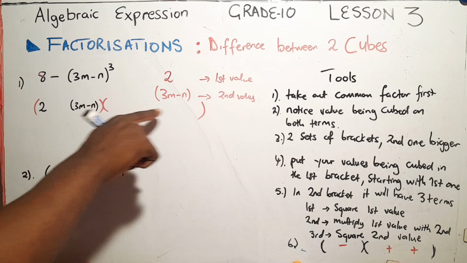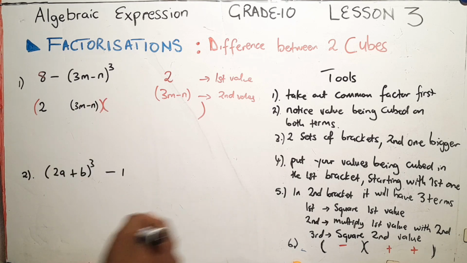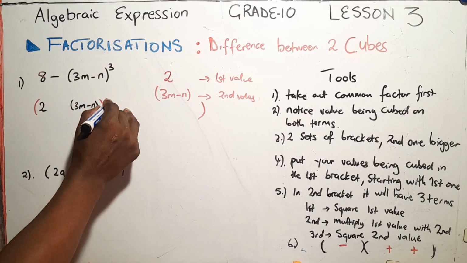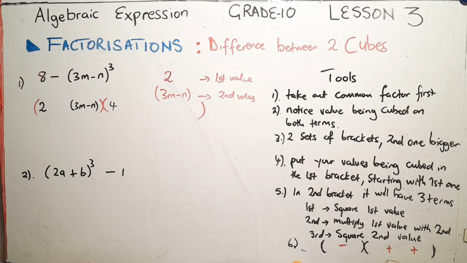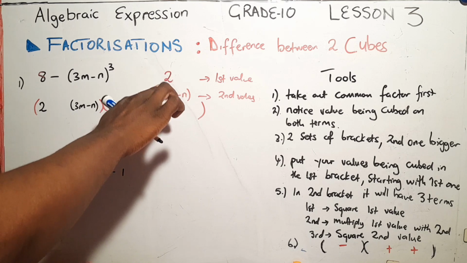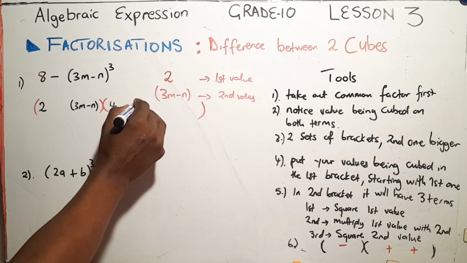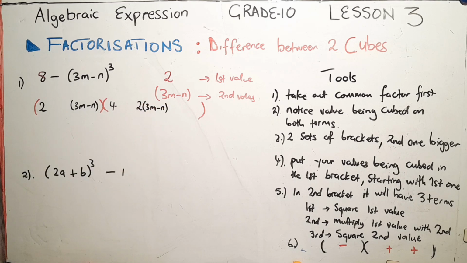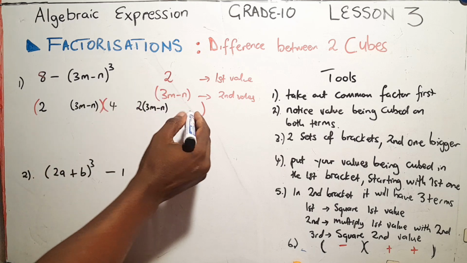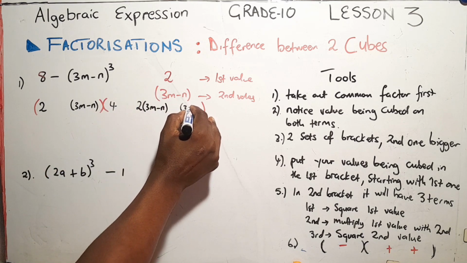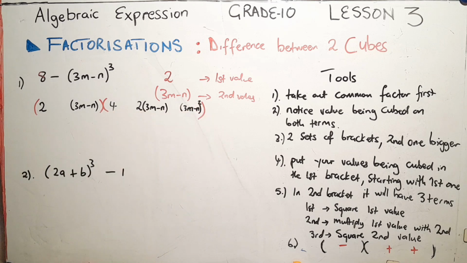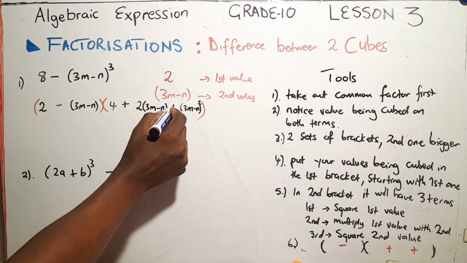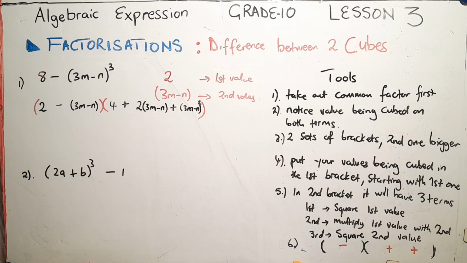So what do we do to find the values in the second bracket? So the first, we square the first value. So we are going to square 2. So 2 squared gives us 4. And the second term, we multiply this value. So 2 multiplied by that just gives us 2 times 3m minus n. And lastly, to get our last term, we are going to square that. So that's 3m minus n squared. And now to find the signs, this is just minus, plus, plus. And then we are done factorizing.